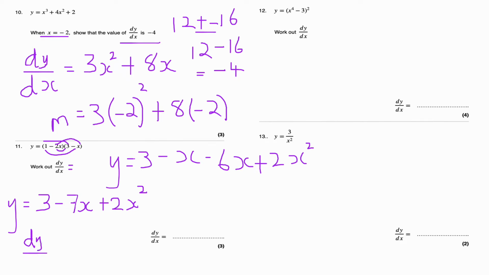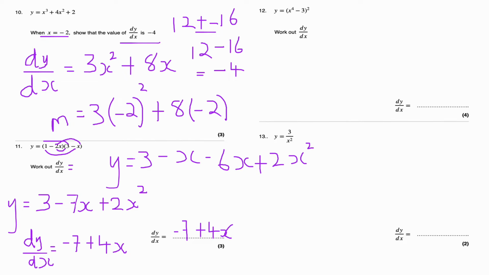dy by dx, guys, 3 goes to 0 when I differentiate. Negative 7x goes to negative 7. And then differentiating positive 2x squared goes to positive 4x. So the answer is negative 7 plus 4x, or 4x minus 7. Either way is fine.